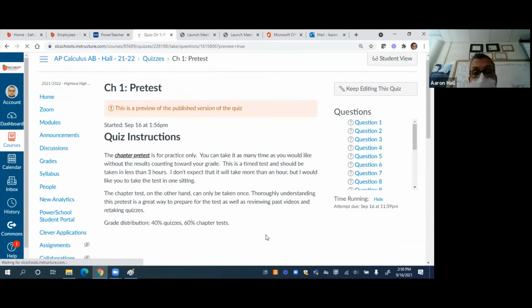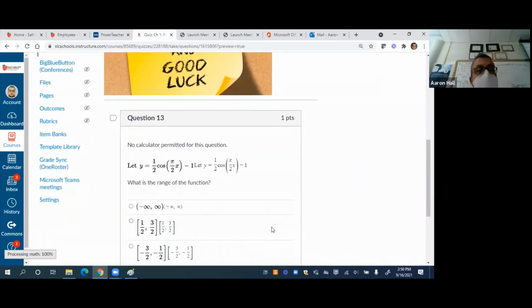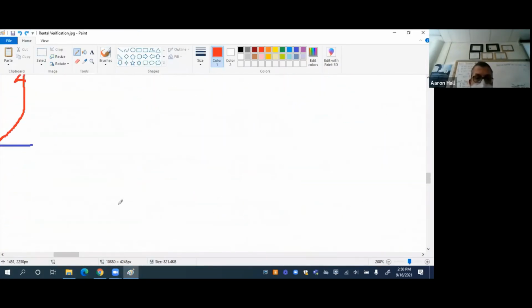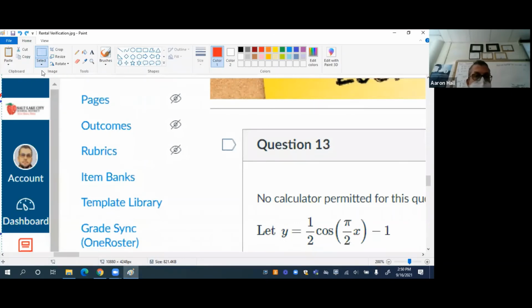The next one is the range, which is the set of all what? Y values. We have to think of a transformation for this one.